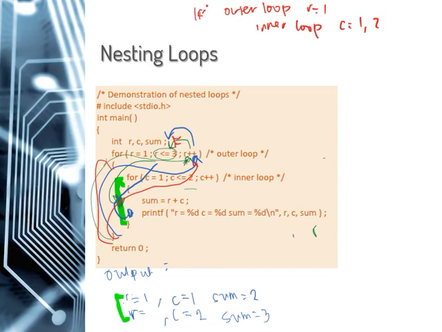First iteration ni outer loop. Okay, inner loop, first iteration ang C is equals to 1. Second iteration ang C is equals to 2. Now, balik na po din siya sa outer loop. Kaya ni-terminate naman ang inner loop. R now becomes 2. So, second iteration na. The inner loop, unsa na may value ni C.